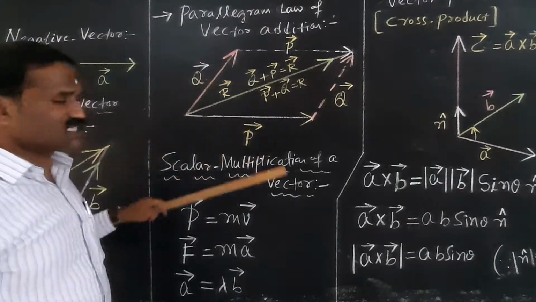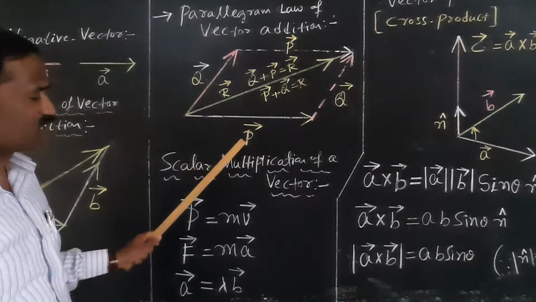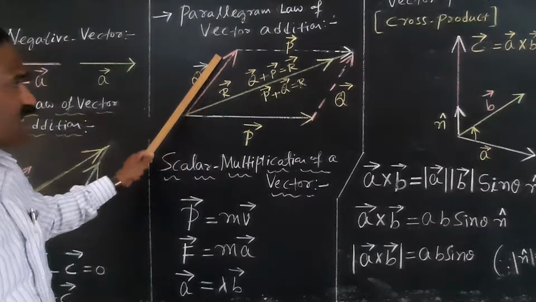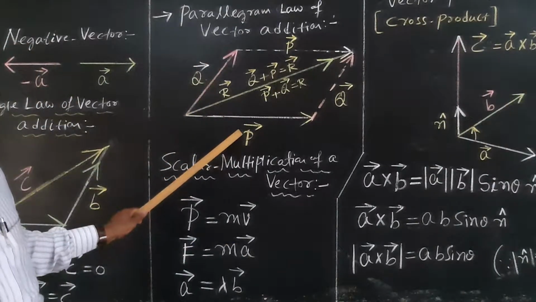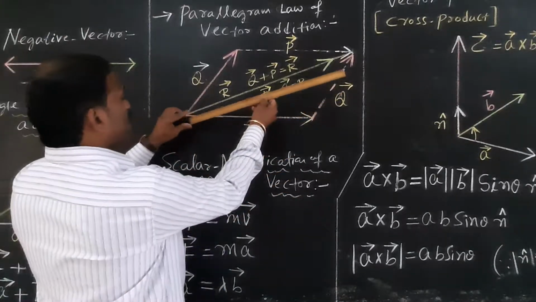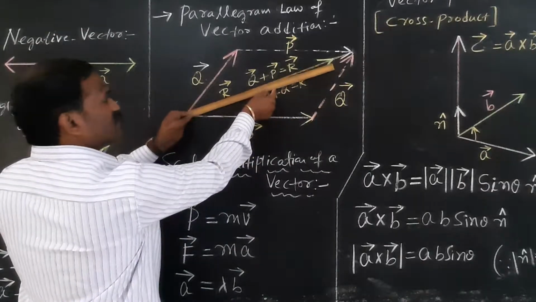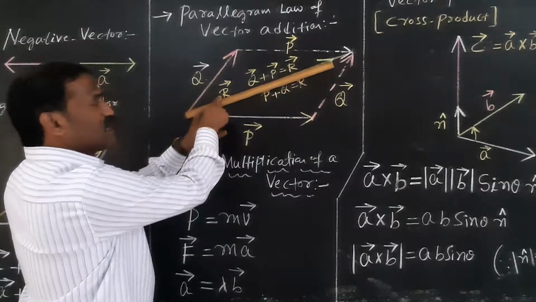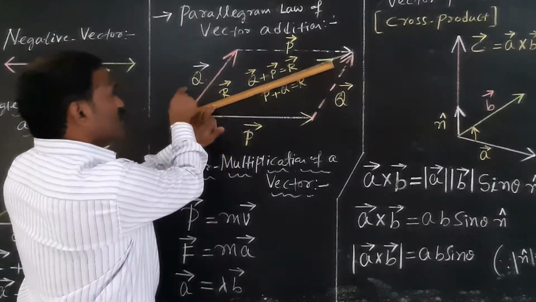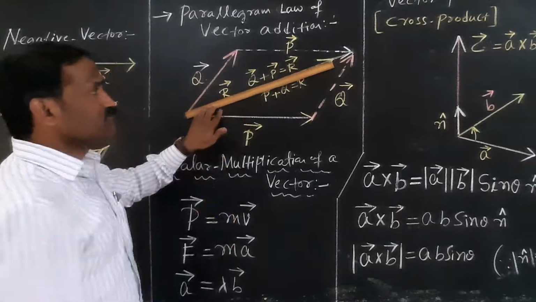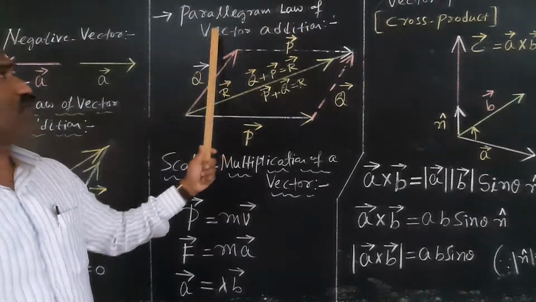Parallelogram law of vector addition states that if two vectors which represents both magnitude and direction, acting along the two adjacent sides of a parallelogram, the diagonal passing through the point of concurrency, this is called concurrent point, represents the magnitude and direction of the resultant of two vectors. Effect of P and effect of Q is given by vector R, the resultant vector.